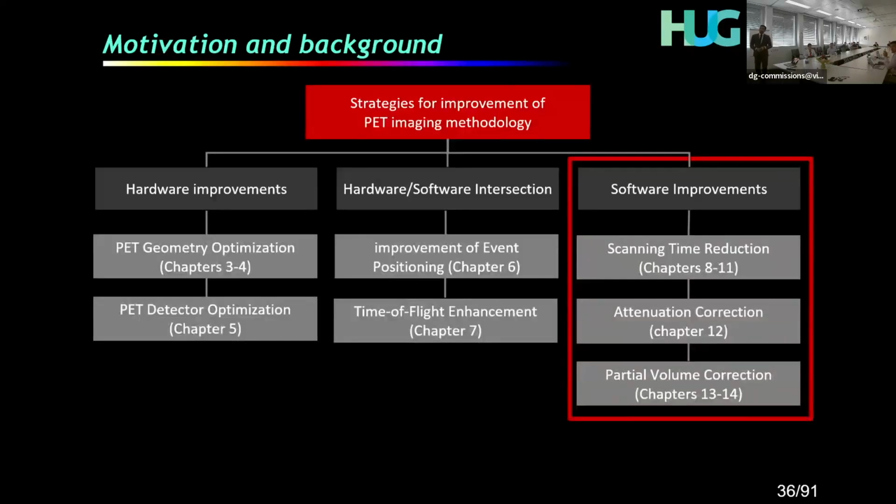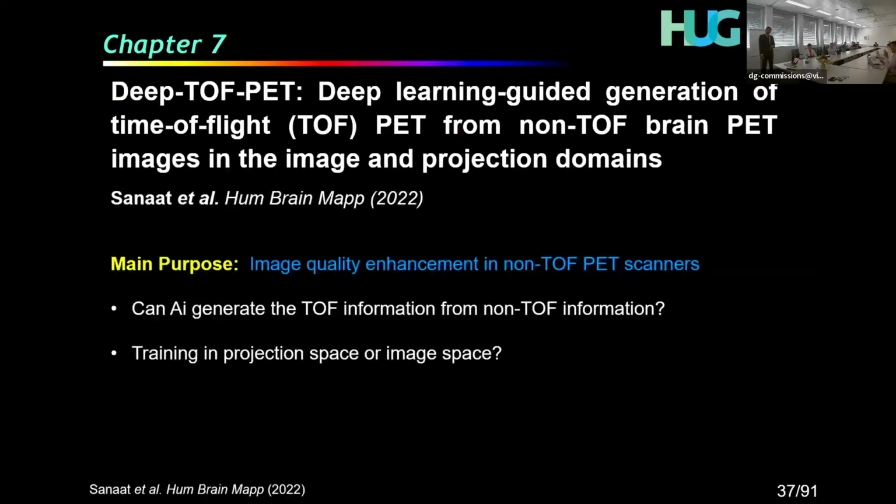In the last chapter, we've talked about the software improvement. So in this chapter, we introduced the concept of deep TOF PET, which is a deep learning based model for generating the TOF beam sinograms and TOF images from non-TOF sinogram and non-TOF images. We basically wanted to understand if AI can generate the TOF information from the non-TOF information, and we also compare the projection space and image space.